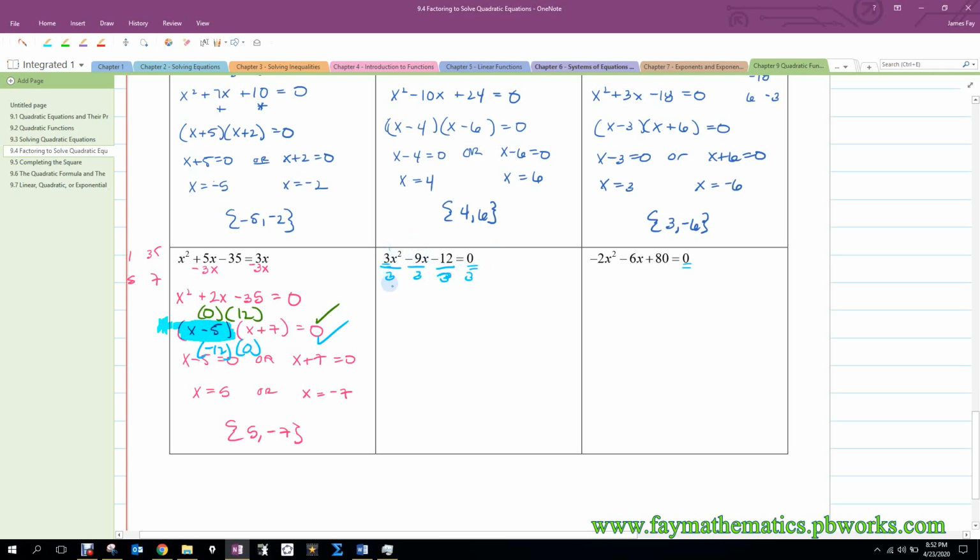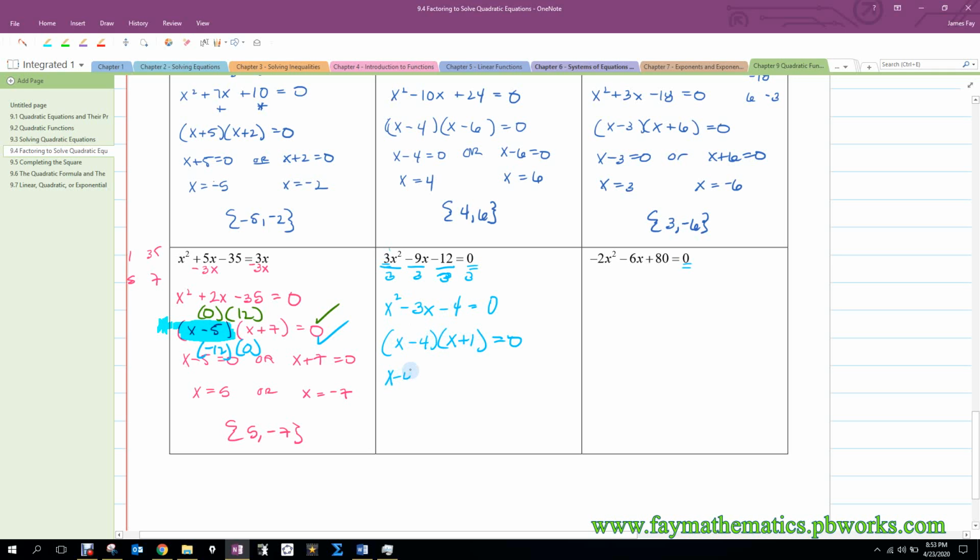So 3 divided by 3 gives me 1, so I get x squared. Negative 9 divided by 3 gives me negative 3. Negative 12 divided by 3 gives me negative 4. And then the right-hand side, 0 divided by 3 gives me 0. Now does that factor? Are there two numbers that multiply together to give me negative 4 and add up to give me negative 3? Those are negative 4 and positive 1.